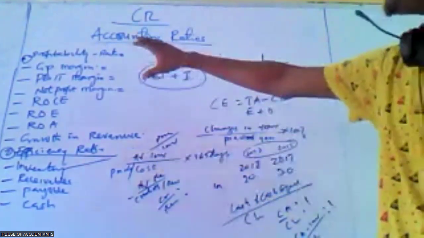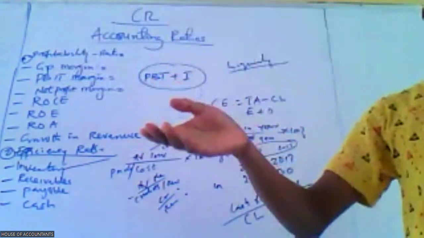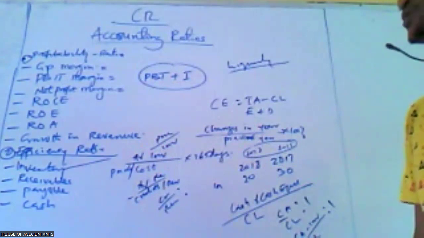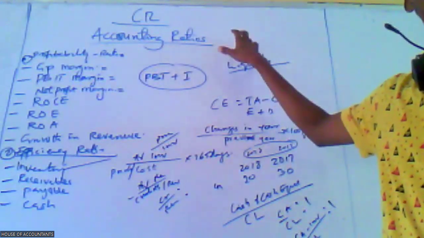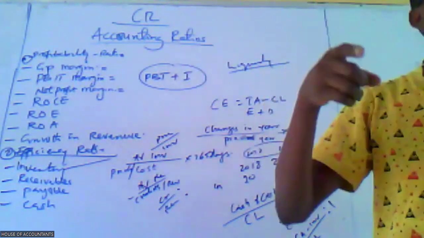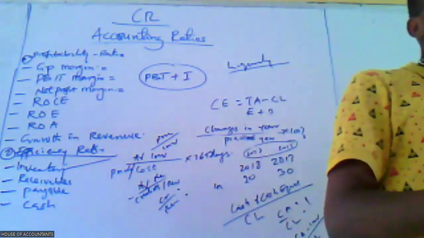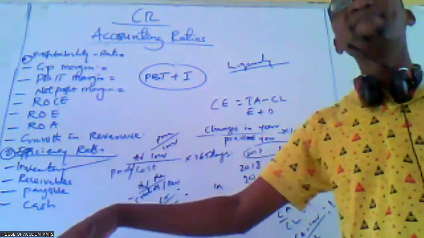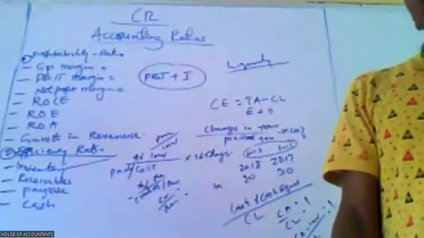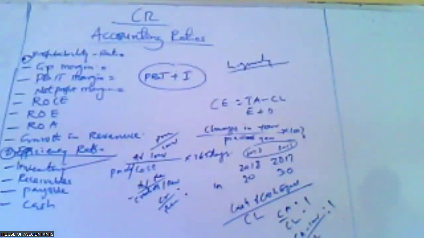Now, let's look at it from the aspect of profitability ratio. The higher the profitability ratio, the better, because we are talking about profitability ratio. So if you calculate 2018 and you calculate 2017, and 2018 is higher than 2017, it means the company is doing better in 2018 than 2017. So the higher the better under profitability ratio. Are we good to go?